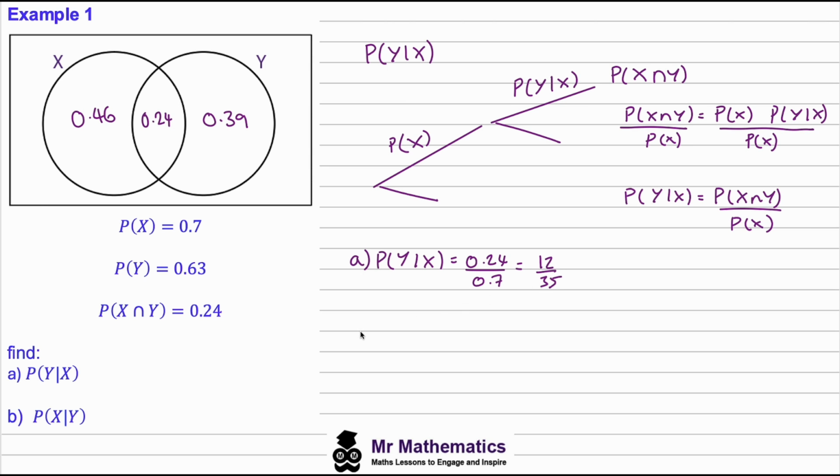Okay? And then for part B, the probability of x given y. Well, we'll have x intersecting with y over the probability of y. So this will be the 0.24 divided by the 0.63. And this gives us 8 over 21. Okay? Let's try some exam style questions.